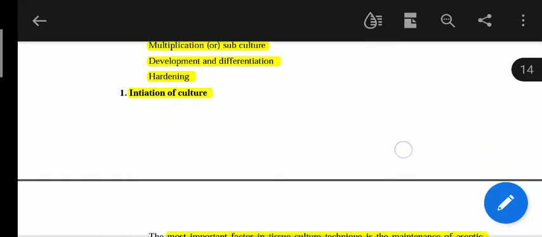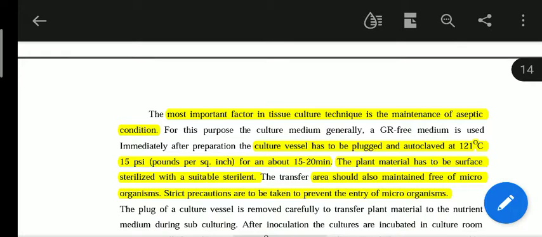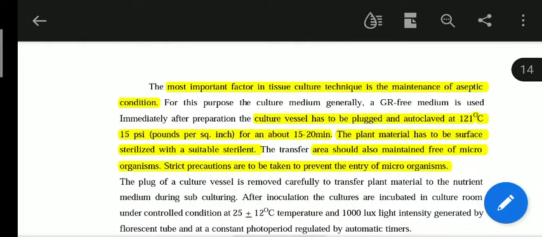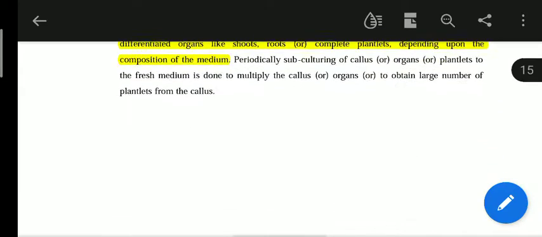So the first one is initiation of culture. The most important factor in tissue culture technique is maintenance of aseptic condition. Here you can see culture vessels have to be plugged and autoclaved at 121 degrees Celsius, and the transfer area should also be maintained free of microorganisms. Now the second point is multiplication. After 2 to 3 weeks the explant shows visible growth by forming either callus or differentiated organs like shoots, roots or complete plantlets, depending upon the composition of the medium.